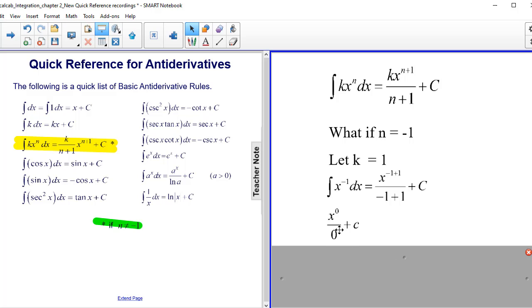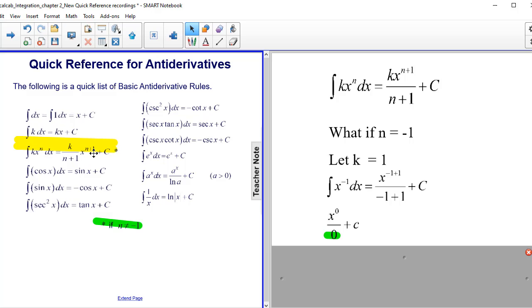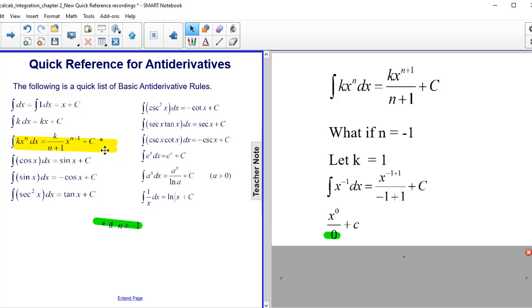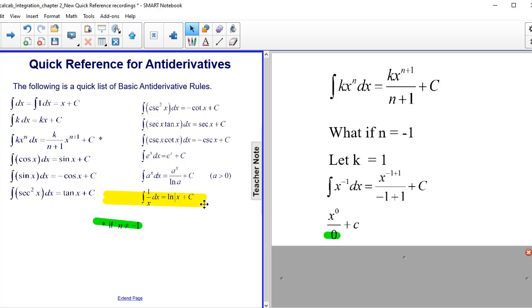And we have 0 in the denominator. Okay, that's a travesty in the world of math. You don't do that. You don't have 0 in the denominator. So obviously there's a problem, okay? And when n is equal to -1, we actually use a different identity.